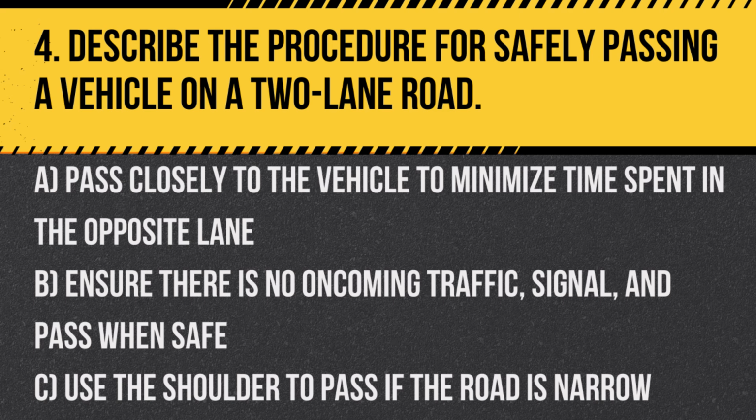Question 4. Describe the procedure for safely passing a vehicle on a two-lane road. A. Pass closely to the vehicle to minimize time spent in the opposite lane. B. Ensure there is no oncoming traffic, signal, and pass when safe. C. Use the shoulder to pass if the road is narrow. Answer. B. Ensure there is no oncoming traffic, signal, and pass when safe. Always ensure that the way is clear, and that it's legal to pass before attempting to overtake another vehicle.